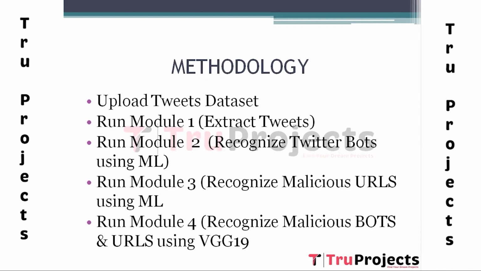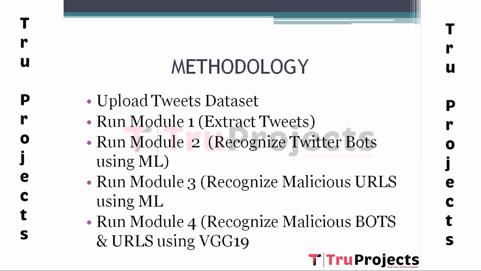Next module, run module 3, recognize malicious URL using machine learning. By this module, we are going to analyze all the tweets and check if a tweet contains any more number of URLs, then it will be considered as a malicious URL, and we are going to check with the machine learning algorithms here. Then last module, run module 4, recognize malicious bot and URLs using VGG19.